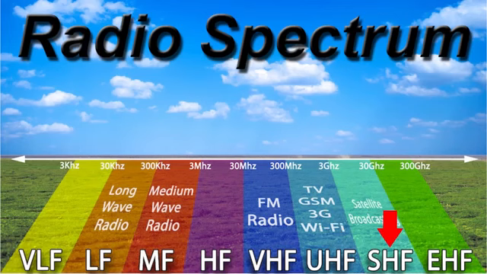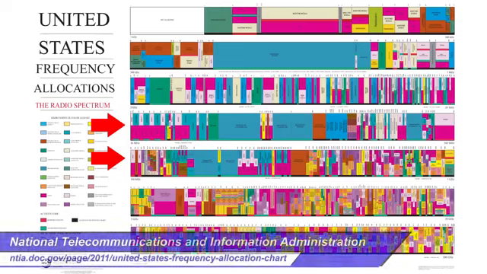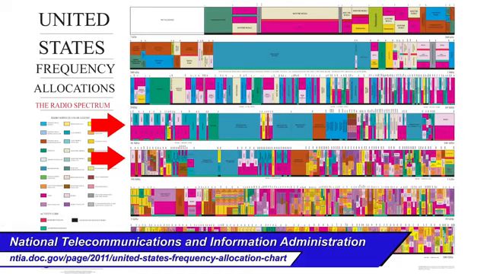Then we have SHF, or super high frequency, which goes from 3 gigahertz to 30 gigahertz. This is where you'll find most of the satellite stuff. If you have satellite TV reception, this is the area it's in. Then there's EHF, extremely high frequency. This goes from 30 gigahertz to 300 gigahertz. Typically what you find in this spectrum is a lot of scientific research, as well as some data transfer in the lower part of the spectrum. We're going to be discussing VHF and UHF fundamentals.